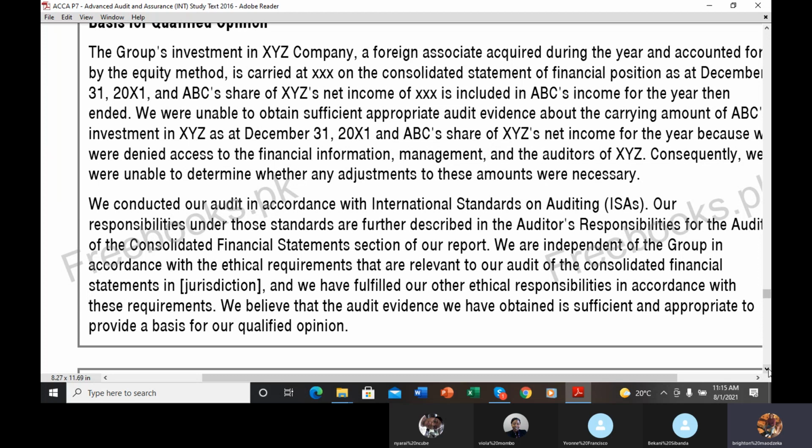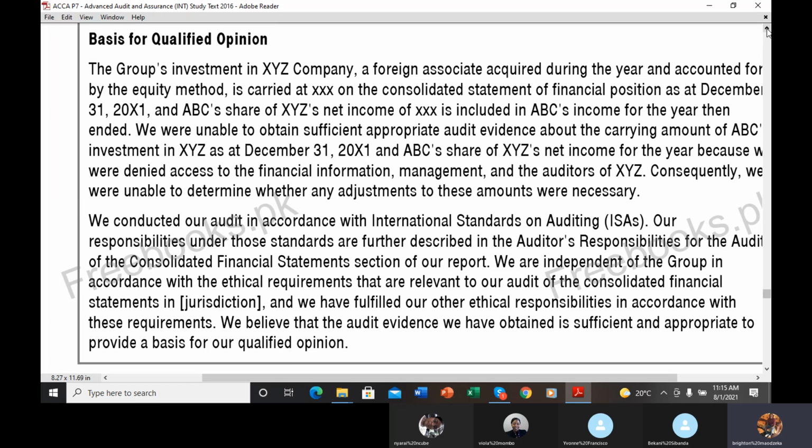That's all. So here, look, they've indicated why they have qualified their opinion. The group's investment in XY Company, a foreign associate acquired during the year and accounted for by the equity method, is carried at XXX on the consolidated statement of financial position as of December 31, 20X1, and ABC's share of XYZ's net income of XXX is included in ABC's income for the year then ended. We were unable to obtain sufficient appropriate audit evidence about the carrying amount of ABC's investment in XYZ as at December 31, 20X1, and ABC's share of XYZ's net income for the year, because we were denied access to the financial information, management and the auditors of XYZ. Consequently, we were unable to determine whether an adjustment to those amounts was necessary.